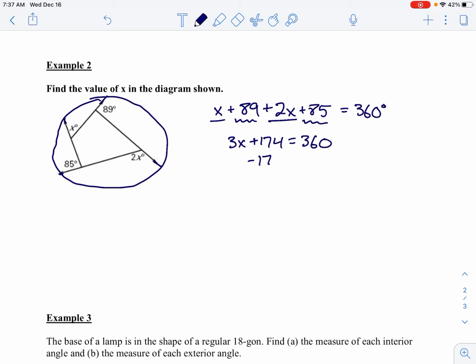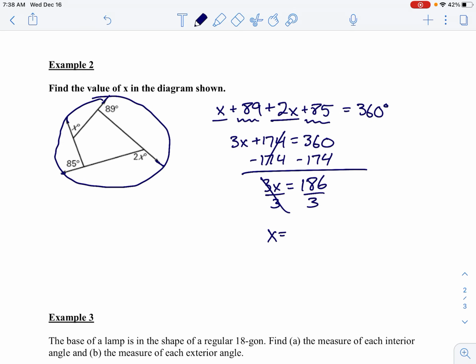I'm going to take away 174 from both sides now. And again, these are just our solving fundamentals. When I do this, I bring down my 3x. These will cancel out, and 360 minus 174 is 186. The next thing for me to do to find x, because that is what the directions are, is cancel out by dividing by 3, and 186 divided by 3 is 62.